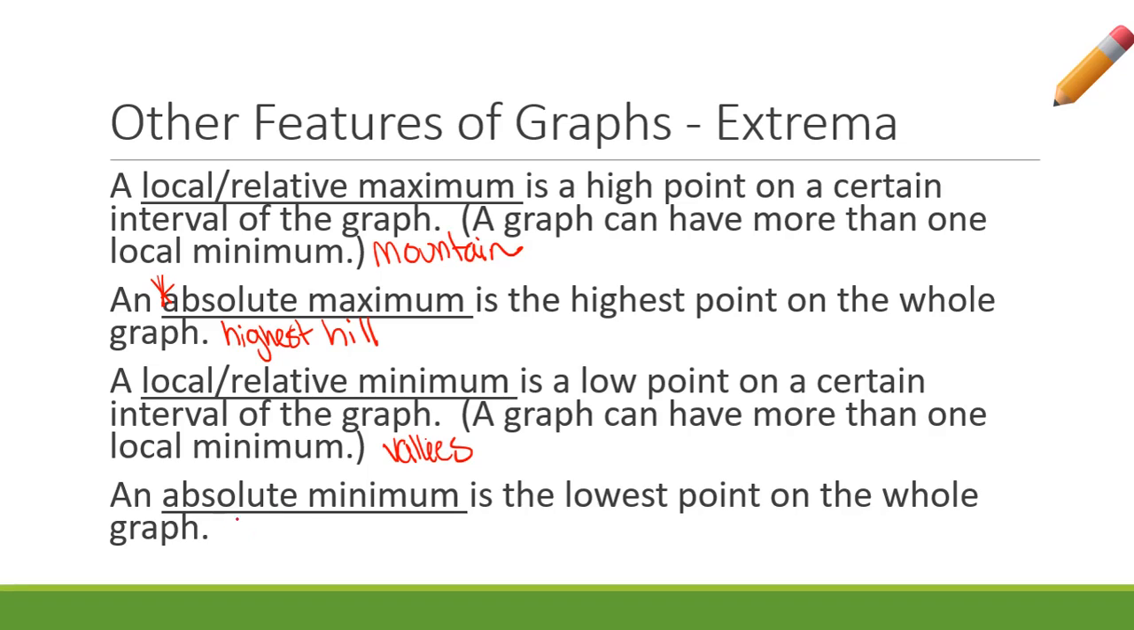Okay? But you can also have an absolute minimum. That is the lowest valley. So when you're looking at a graph, you're going to be looking for where all the valleys are and then what's the lowest valley. Now, sometimes you don't have these. Sometimes you just don't have a max or a min, and that's okay because they actually have to be an actual hill or an actual valley. They have to, by definition, start increasing and then decreasing. That would be a maximum, or decreasing then increasing for a minimum.